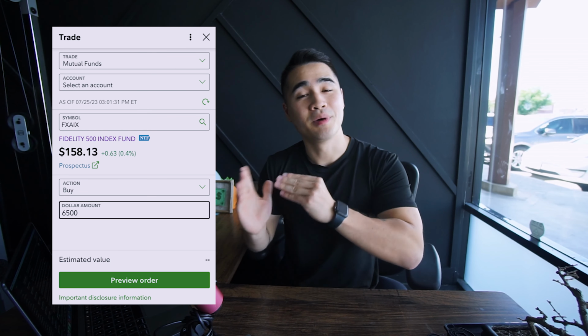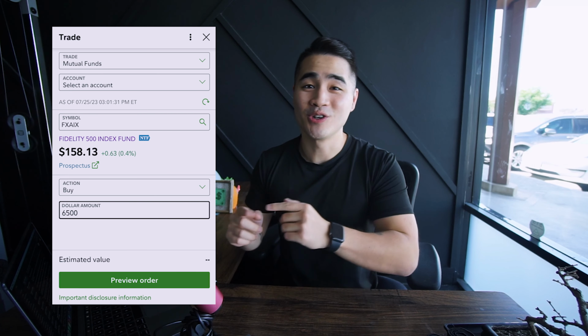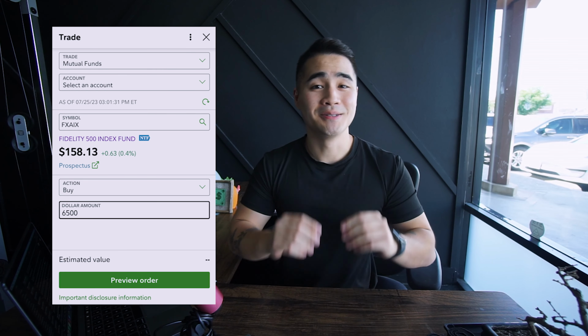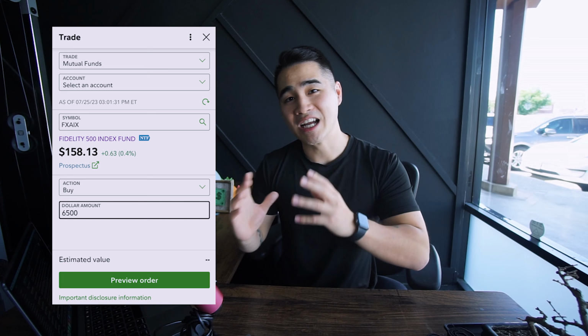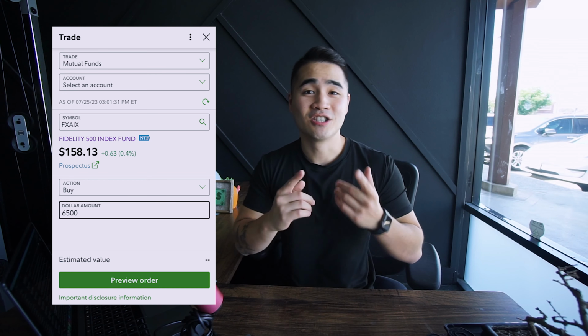Now for action, you're gonna press buy, and the dollar amount is gonna be $6,500. The reason why we chose $6,500 is because that's the maximum amount you can contribute to your Roth IRA if you're under the age of 50. Now just press preview order.